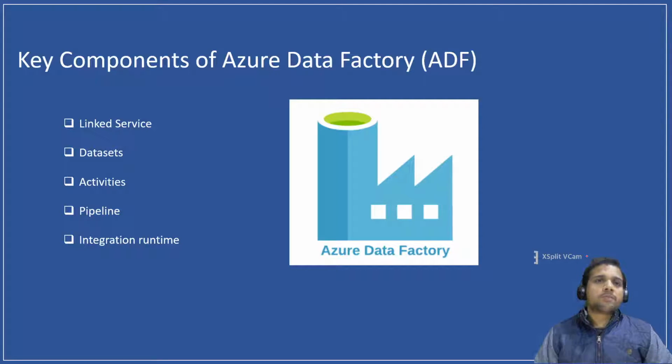So as we said, this is part 2 and we are going to continue with the key components of Azure Data Factory. What we are going to cover here is what is linked service, what is dataset, what is activity, what is pipeline, and what is integration runtime. Now, it is not possible to cover everything in detail in a single video. So I'm going to give you a brief introduction about these key components, and furthermore, we will have a separate video on each component where I'll describe everything in detail.